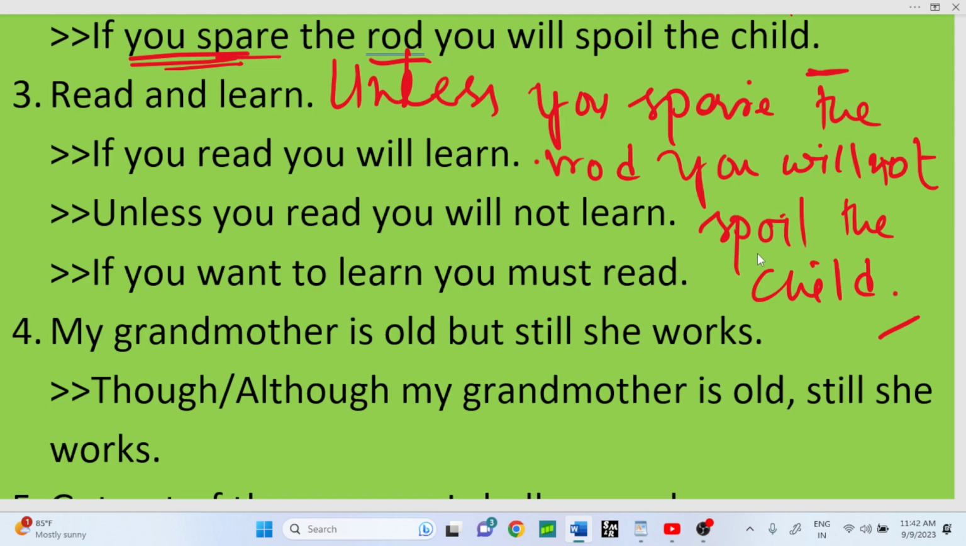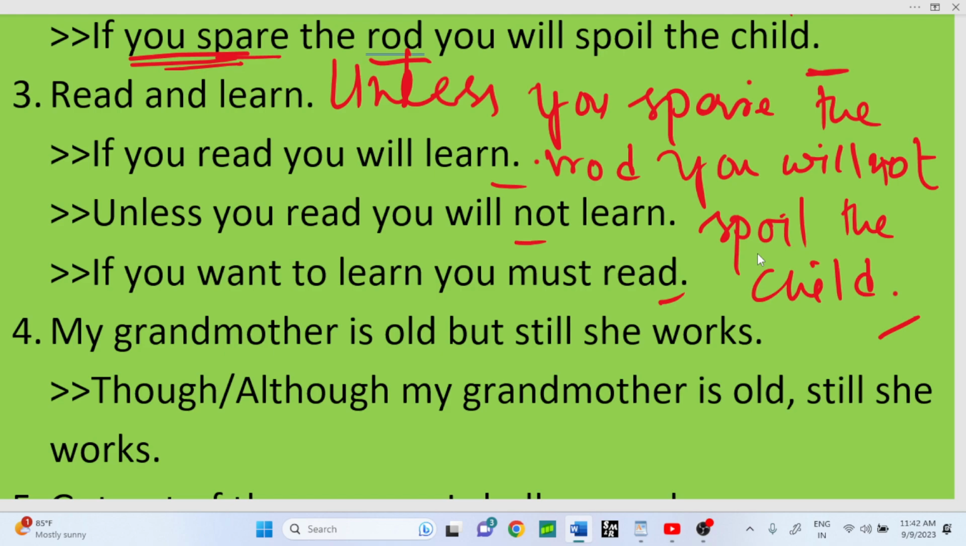Read and learn. If you read, you will learn. It's an easy one. Unless you read, you will not learn. It's the very same as what I have already discussed regarding question number 2. Unless you read, you will not learn. Or if you want to learn, you must read.